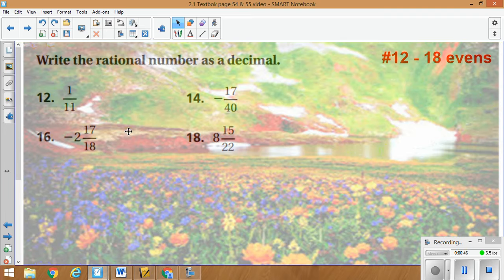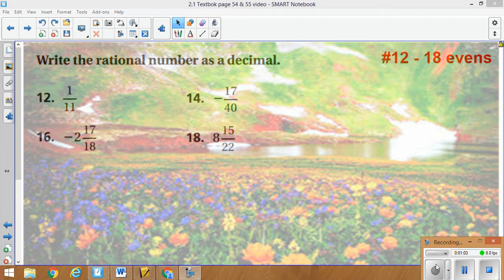So for numbers 12 through 18 even, we're going to take these four problems, 12 to 18 evens, and convert them to decimals. So please pause the video here and try the questions on your own first.